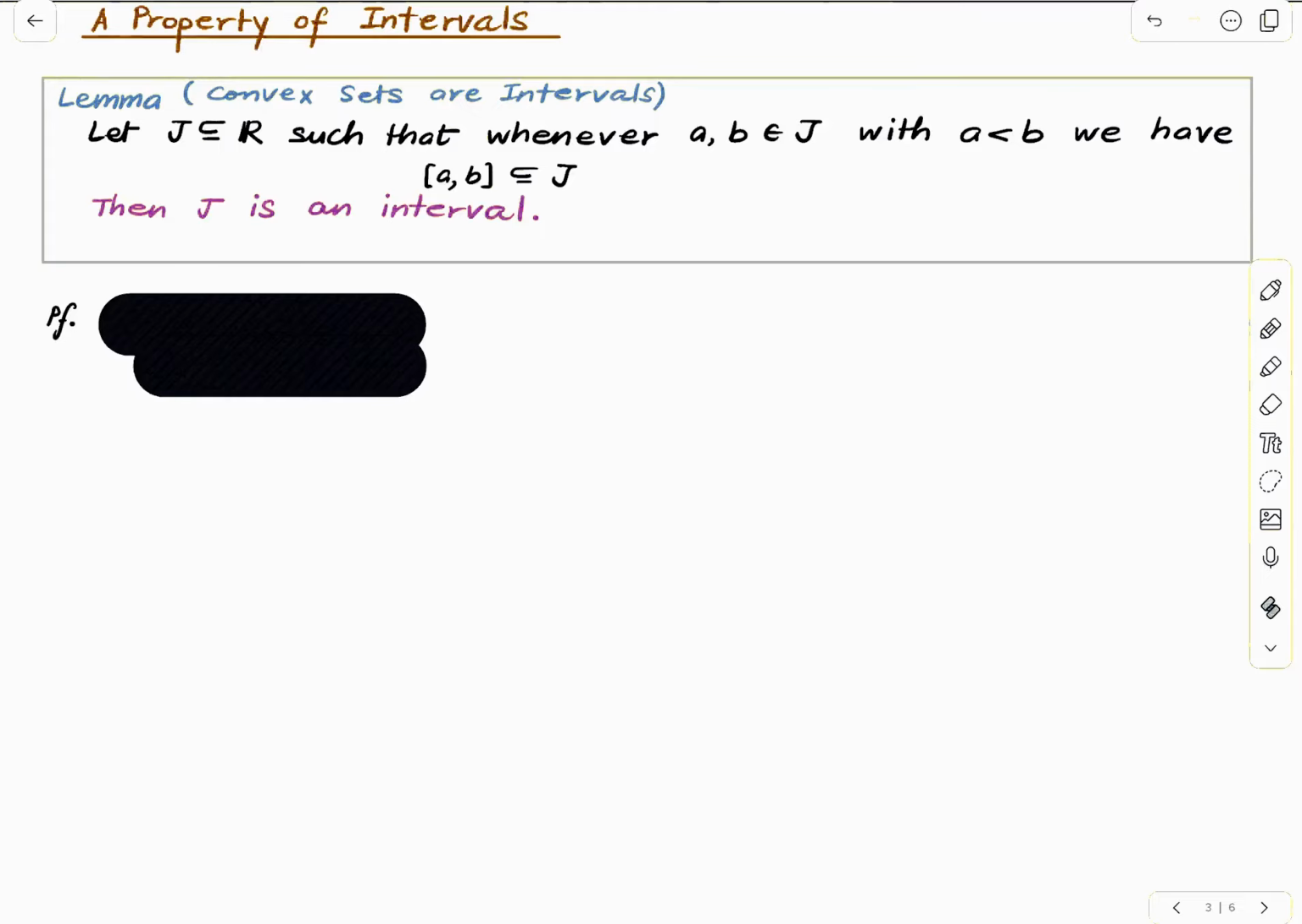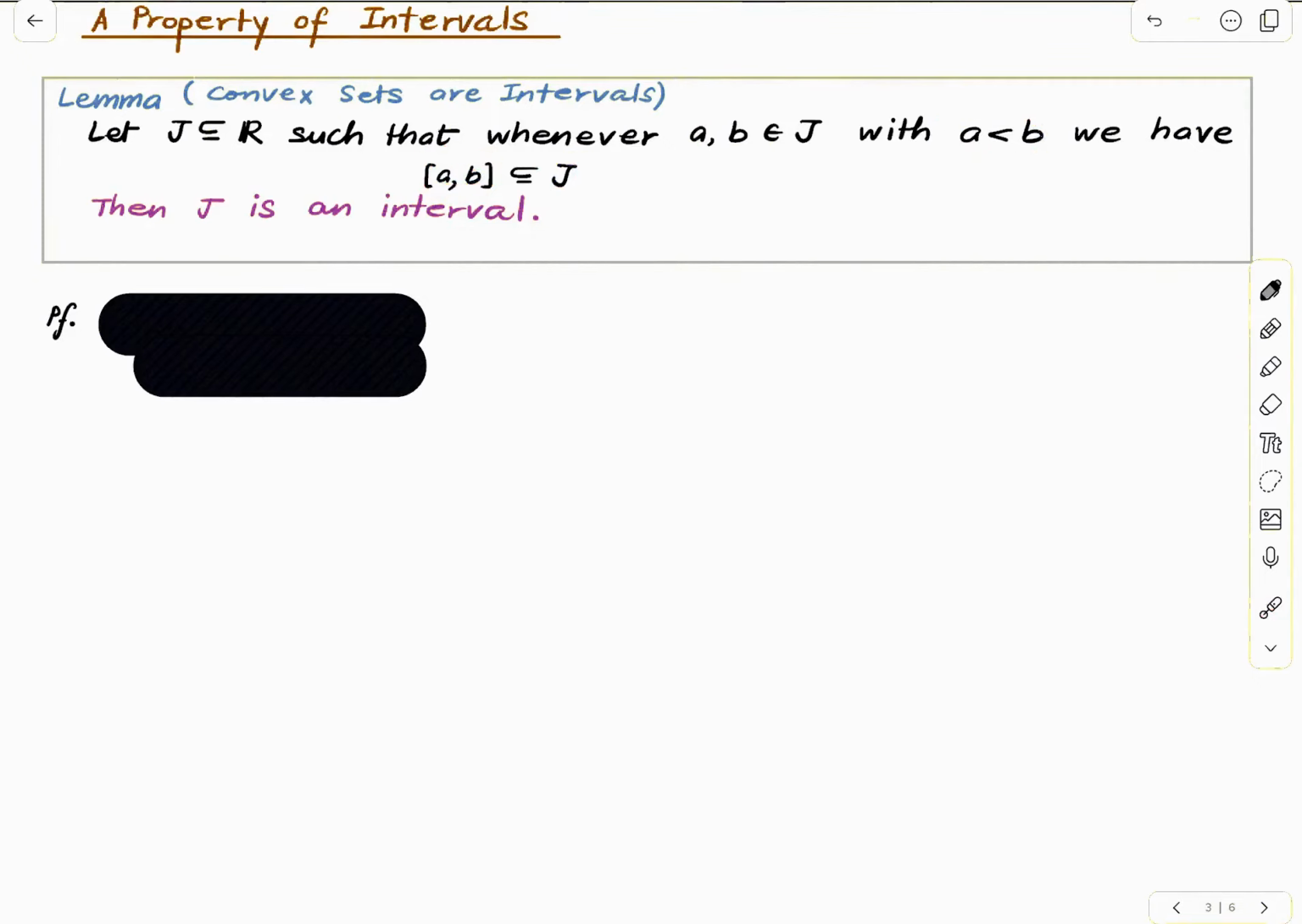So what we are going to do is first look at a certain property about intervals, or rather a defining property of intervals, which I have labeled as this small statement that convex sets are intervals. Okay, so what am I saying? Fix some non-empty subset J of R, such that whenever 2 points in J are chosen, one less than the other, then the entire closed interval that you can form using those 2 points is contained in J.